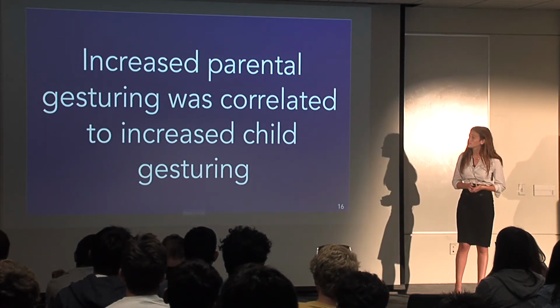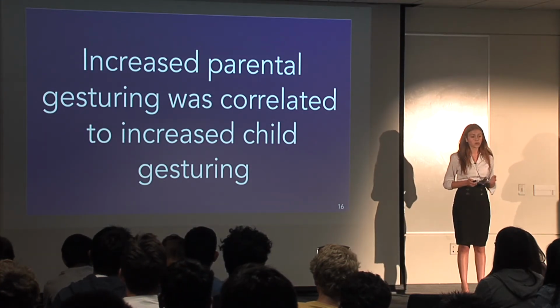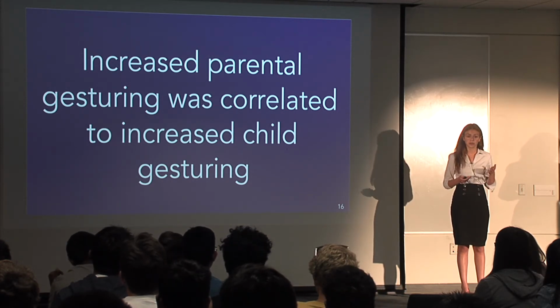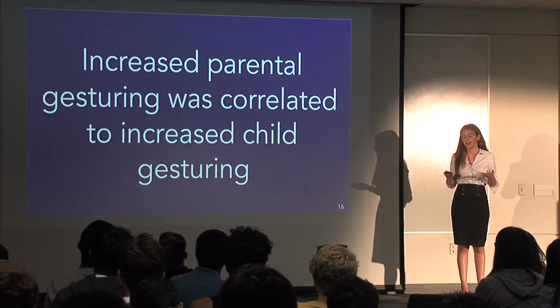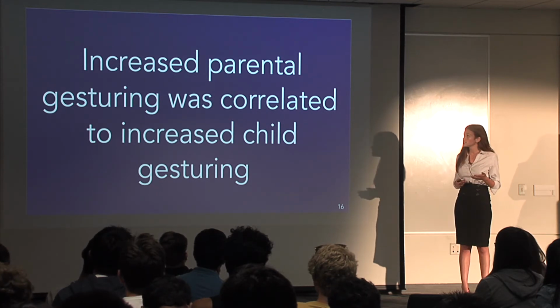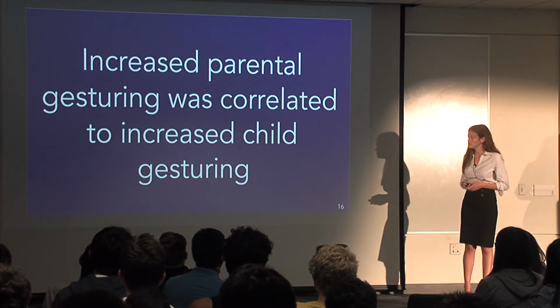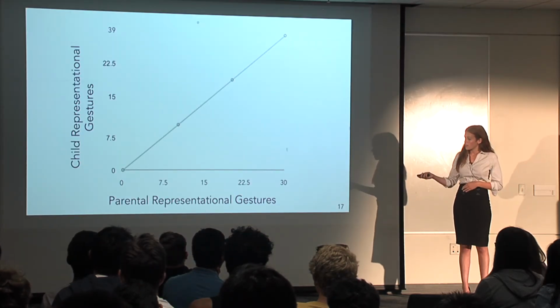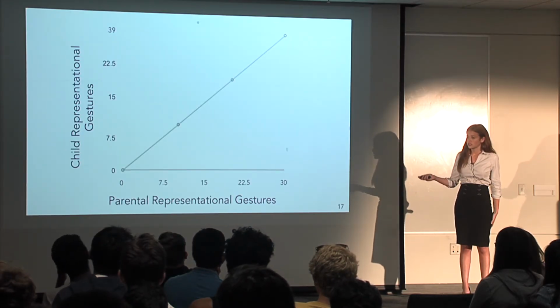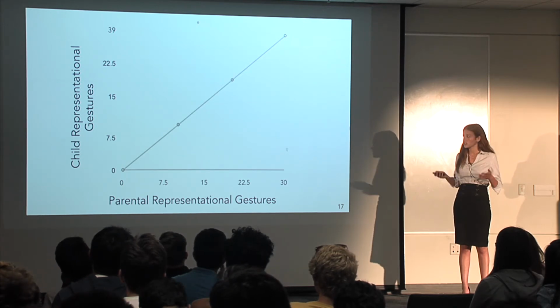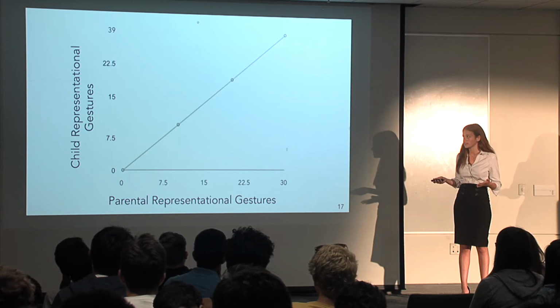Our second finding was that increased parental gesturing was correlated to increased child gesturing. And this was significant in the setting where the parent and child were playing alone without toys, and was approaching significance in the setting where the parent and child were playing with toys. Here's a graph of how parental representational gestures and child representational gestures are correlated in a setting where the parent and child are playing together without toys.